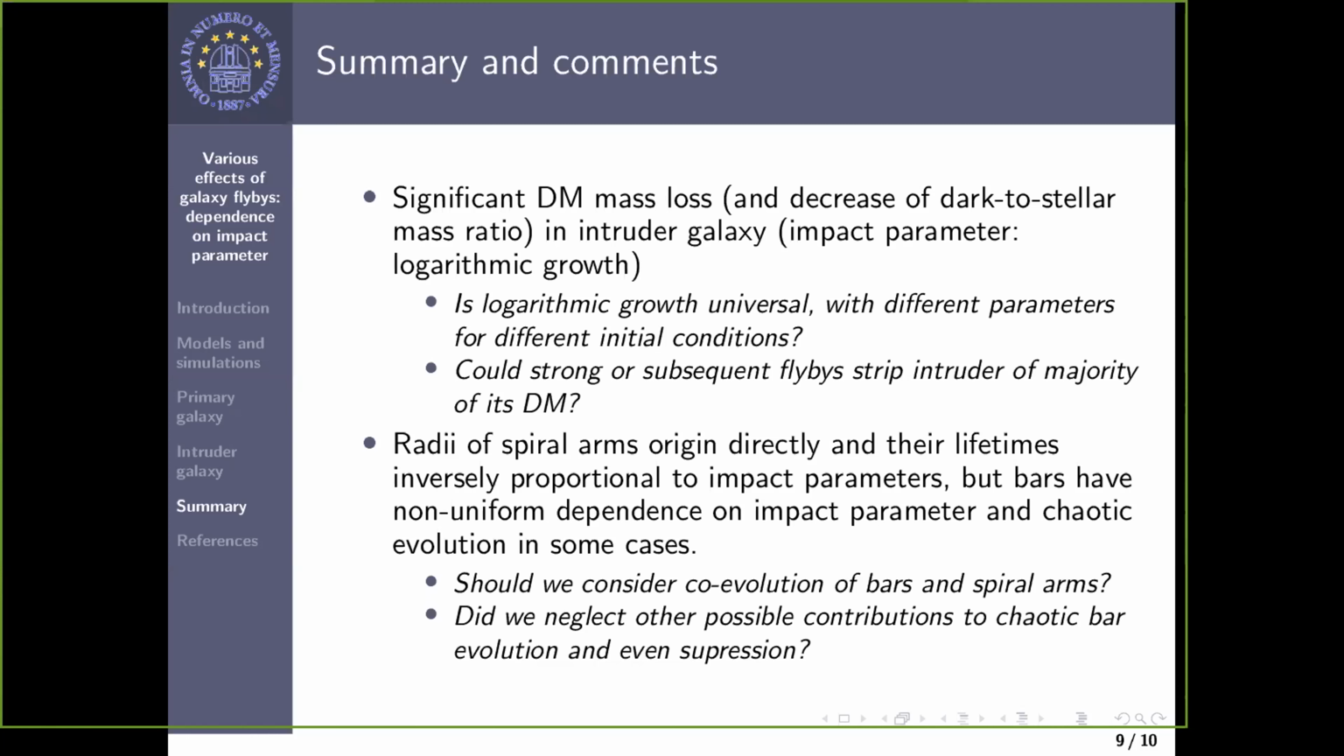And as for disk features, we saw that the radii of spiral arm origin are directly, and their lifetimes inversely, proportional to impact parameters, but bars have non-uniform dependence, and bar formation can even be suppressed in some cases. So should we consider some interaction and coevolution of bars and spiral arms, or should we just explore other possibilities? So thank you. That would be it.